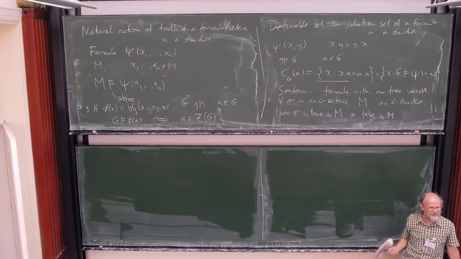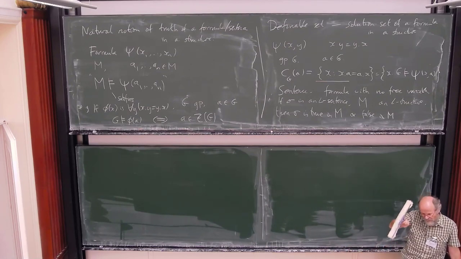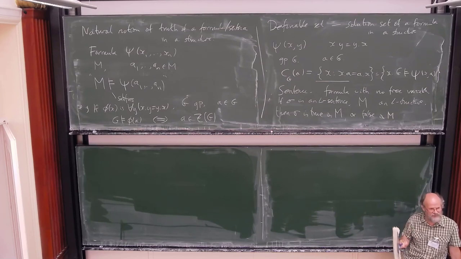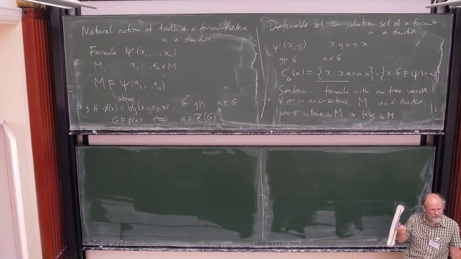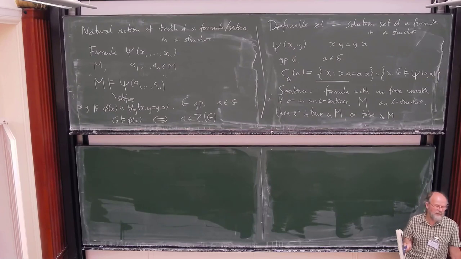Right, I don't really want to delve too much. It'll be part of the inductive definition of truth or falsity. What's really going to happen is that for any formula with, say, variables x1 to xn, and particular elements a1 to an, the formula is true or false of a1 to an in the structure. And you prove that inductively on the complexity of the formula. So the starting point would be a formula which is, say, just a relation symbol.